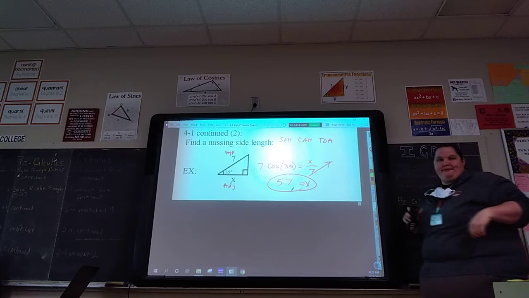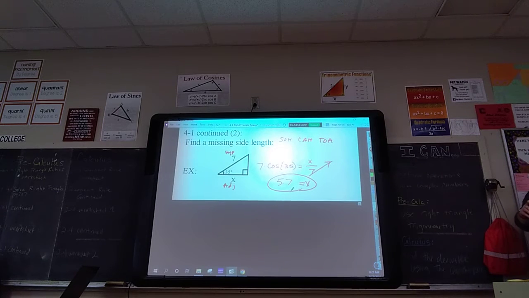And that's that side. Do you want to solve for all side lengths? Just that one. I will eventually have you find all sides, but sometimes I just ask you to find one side or one angle. Okay. Questions on the first one?